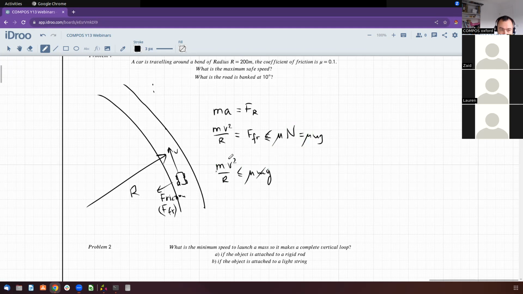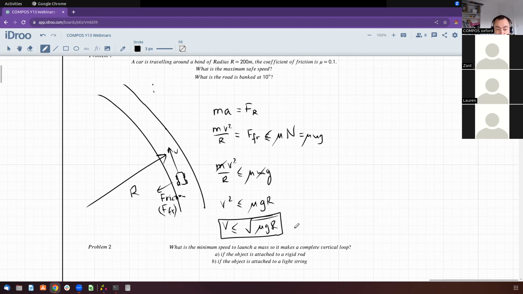So the mass cancels out, and you have v squared is less than or equal to mu g r. So the velocity of the car must be less than or equal to the square root of mu g r. If the speed of the car is less than that, the car will stay on the track. If it is more than that, it will slide off the track.